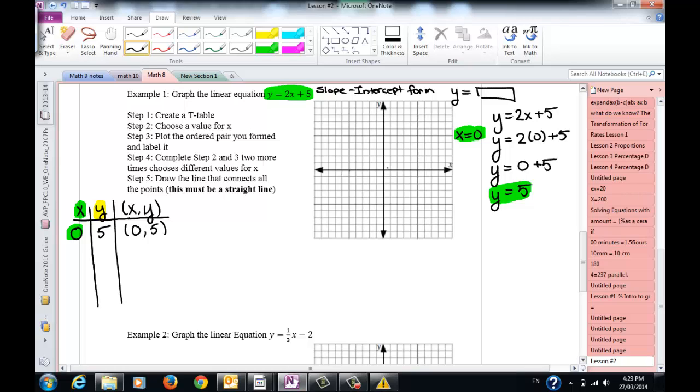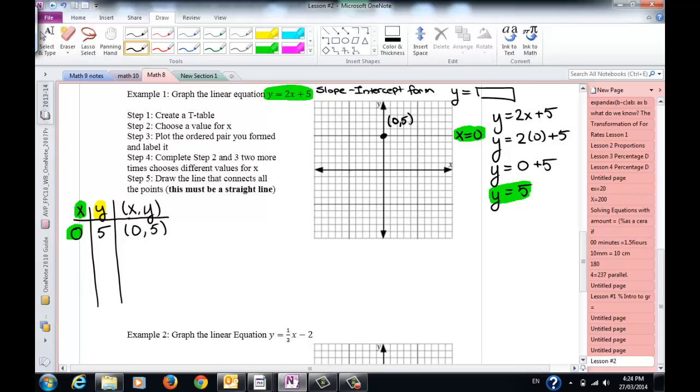So let's plot it. We always start at the origin, just like last class. Horizontally, it's told us to move 0. So I'm not going to move to the right or the left at all. I just stay at the origin. Vertically, though, it tells me to move up 5. So I'm going 1, 2, 3, 4, 5. I put in my point. I'm going to erase this. And I'm going to write the point (0, 5) in.